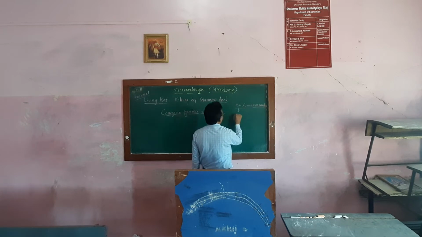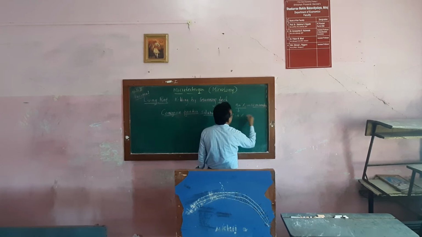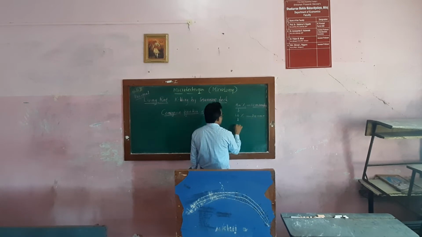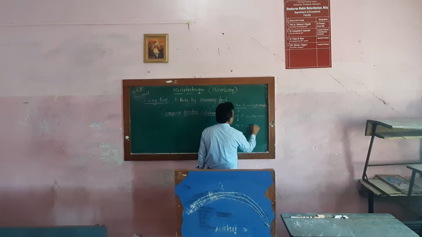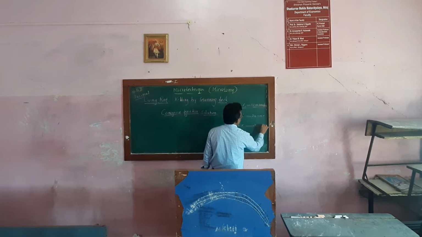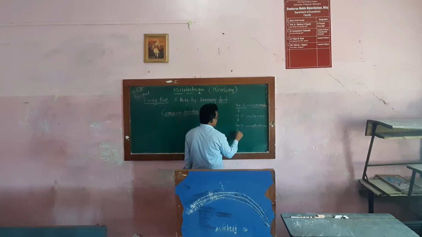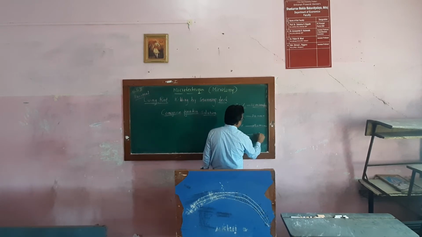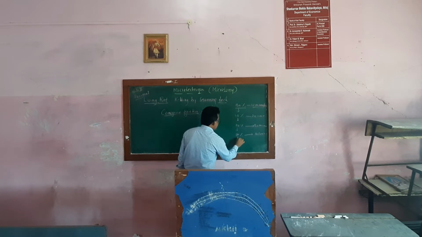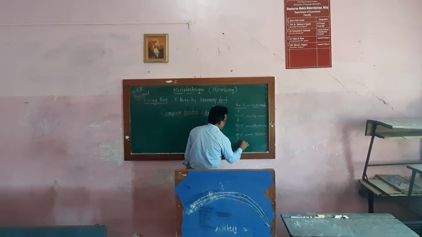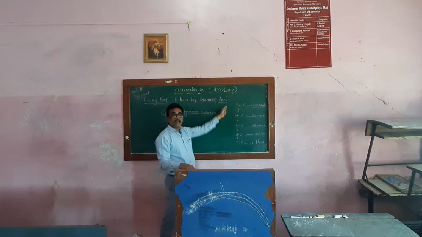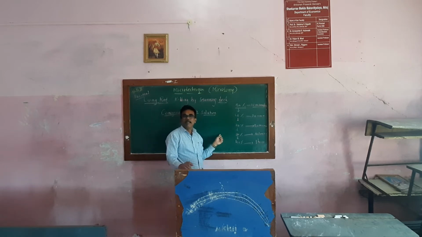Then 50% alcohol, that is for 20 minutes. Then 70% alcohol, that is for 30 minutes. Then 90% alcohol, that is for 45 minutes, and then 100% alcohol, that is for 1 hour. So like this you have to pass each and every material.